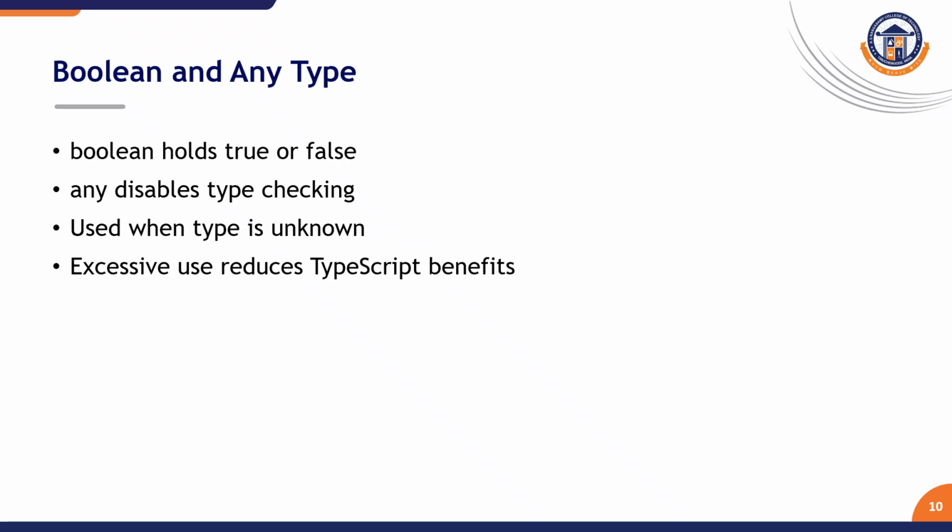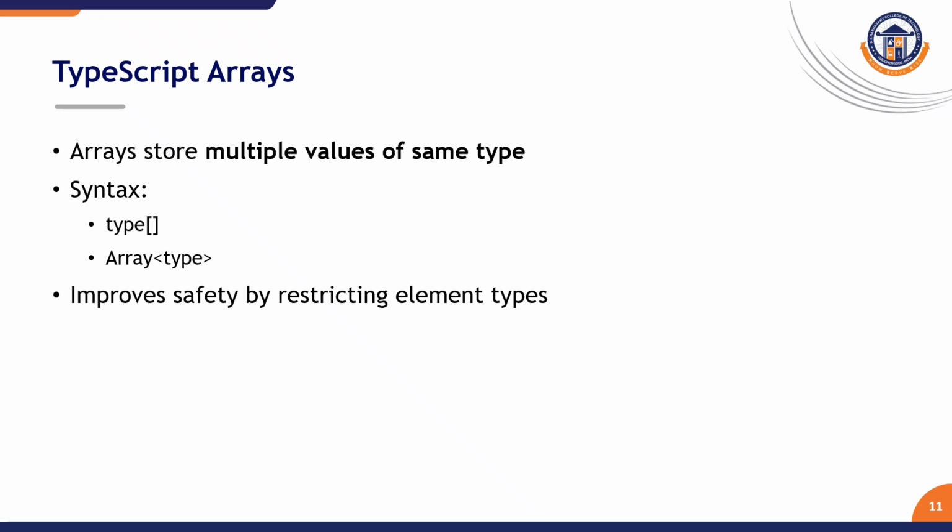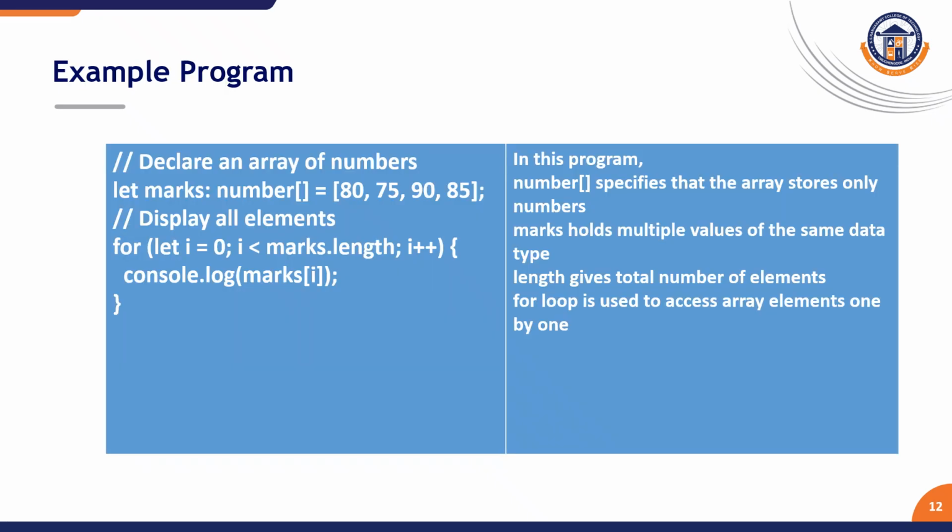Boolean and any type. Boolean holds true or false. Any disables type checking. It is used when the type is unknown. Excessive use reduces TypeScript benefits. TypeScript arrays. An array stores multiple values of the same type. Syntax: type followed by brackets, or Array of type. It improves safety by restricting element types.